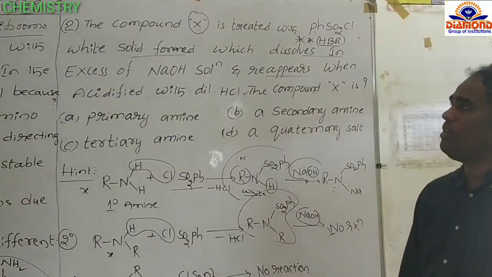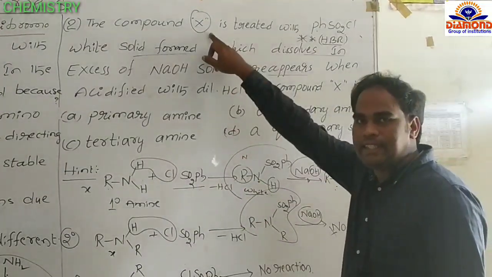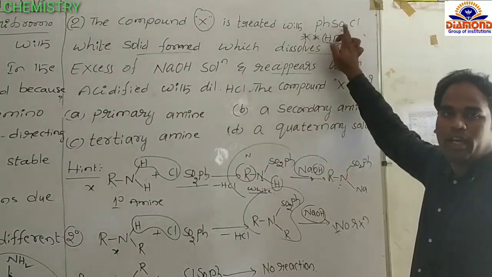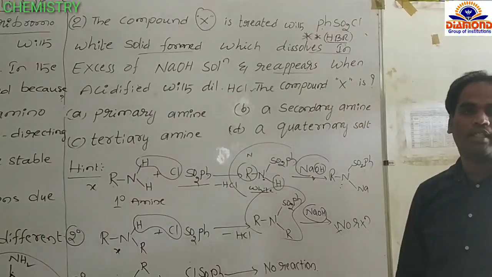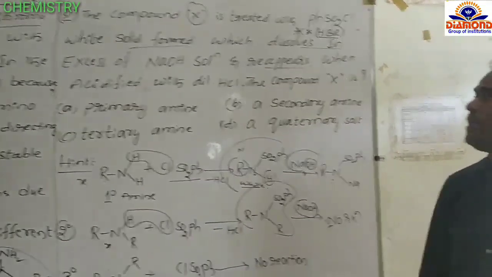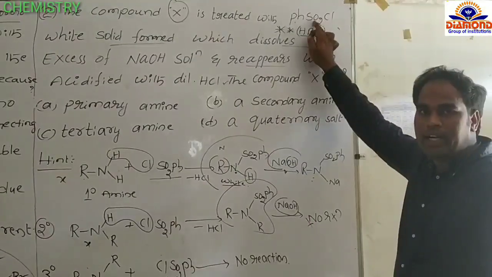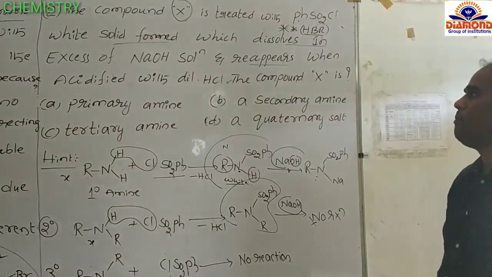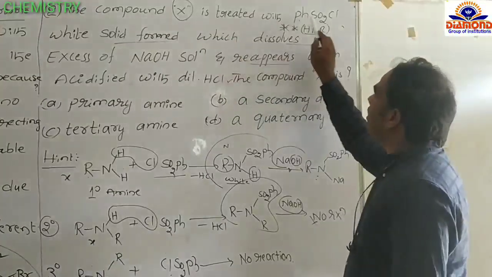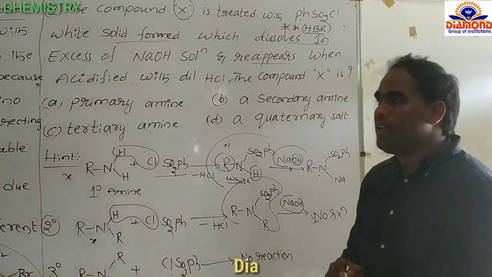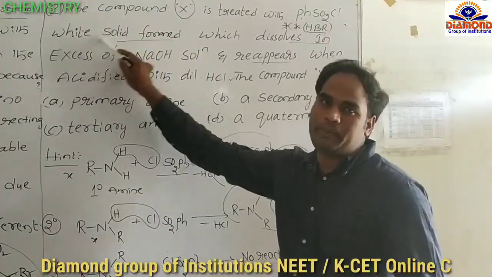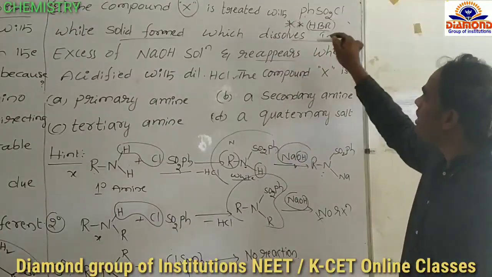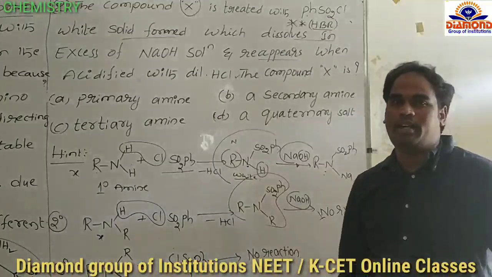So here is the second question: compound X is treated with benzene sulfonyl chloride, PhSO2Cl. That benzene sulfonyl chloride is also called Hinsberg's reagent. Now X is treated with Hinsberg's reagent, and what happens? A white solid is formed. Again, that white solid is dissolved in excess of sodium hydroxide.